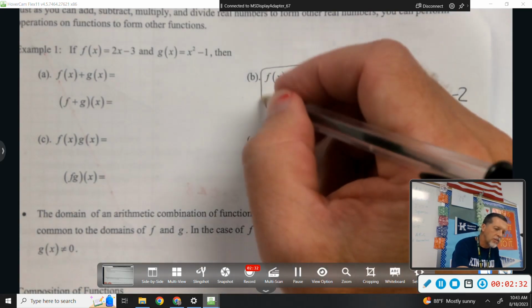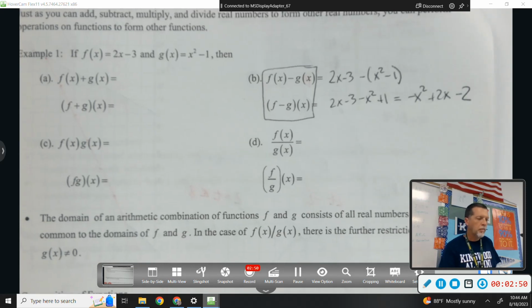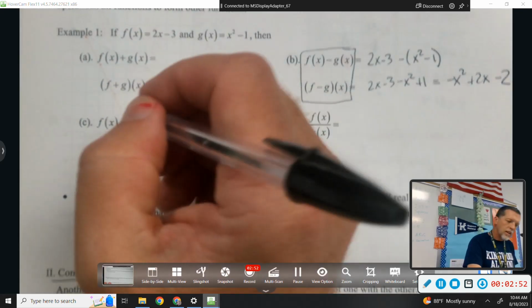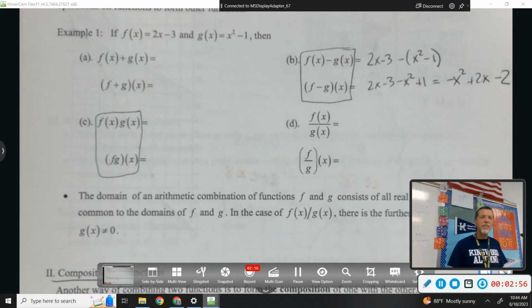By the way, this is just trying to say that those are exactly the same thing. You can just write it two different ways. F of x minus g of x is the same thing as f minus g of x. It's supposed to make things less confusing, but sometimes I wonder if it's made it more confusing. Same thing here. F of x times g of x is the same thing as f times g of x.